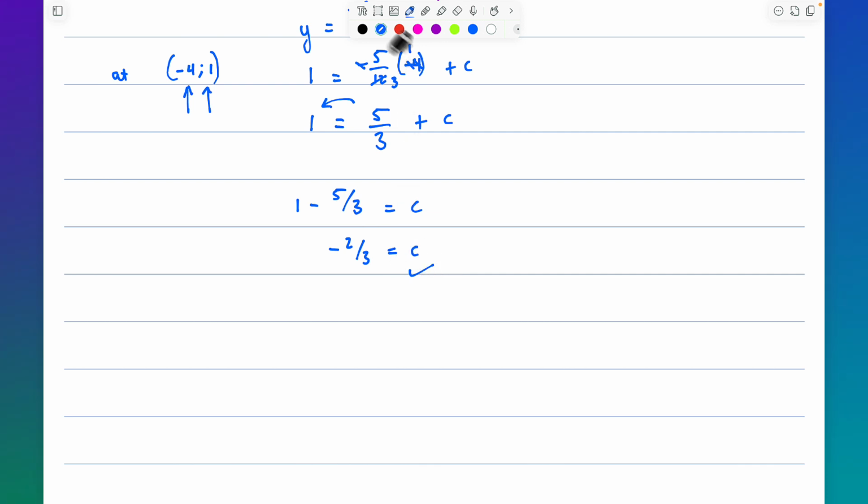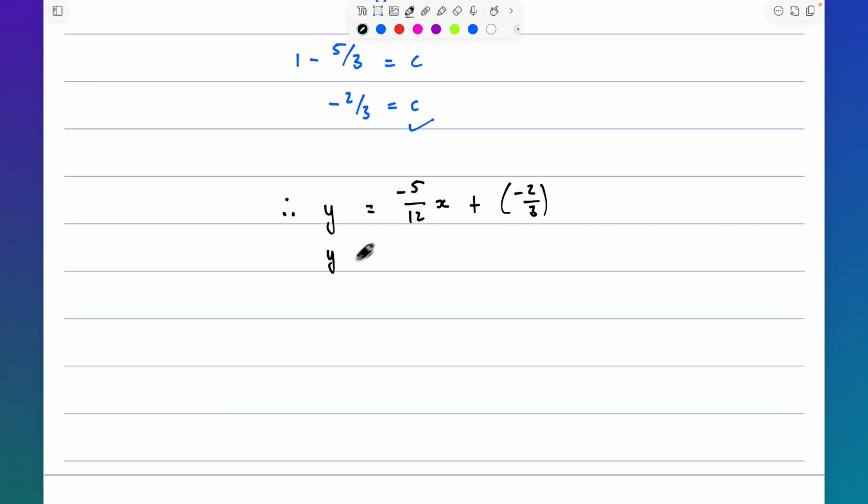That's perfect. Therefore, our final equation is actually y is equal to negative 5 over 12, because remember that was our m. It's mx plus c, which is plus negative 2 over 3, which you can rewrite as y is equal to negative 5 over 12 x minus, because positive and a negative becomes negative, minus 2 over 3. So we can write it in this form.